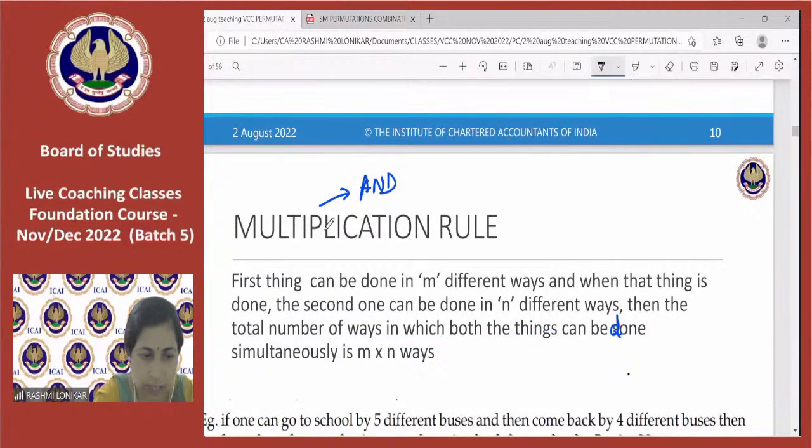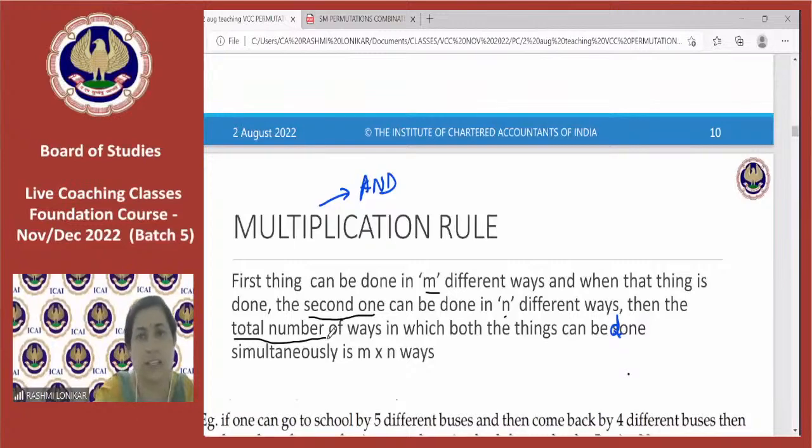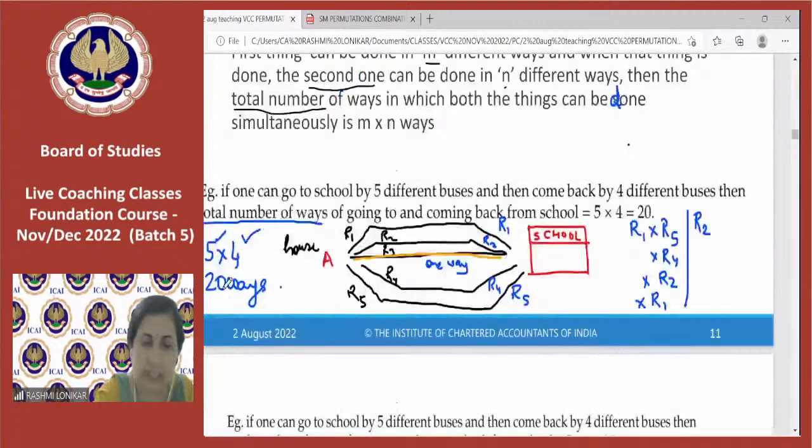Here what we are saying is, the first thing can be done in m different ways, and when that thing is done, the second one is done in n ways, then the total number of ways in which both the things can be done together is m into n ways. So we discussed this example of a child wanting to go to school. What are the bus routes available to him? And once the school finishes, how he comes back.